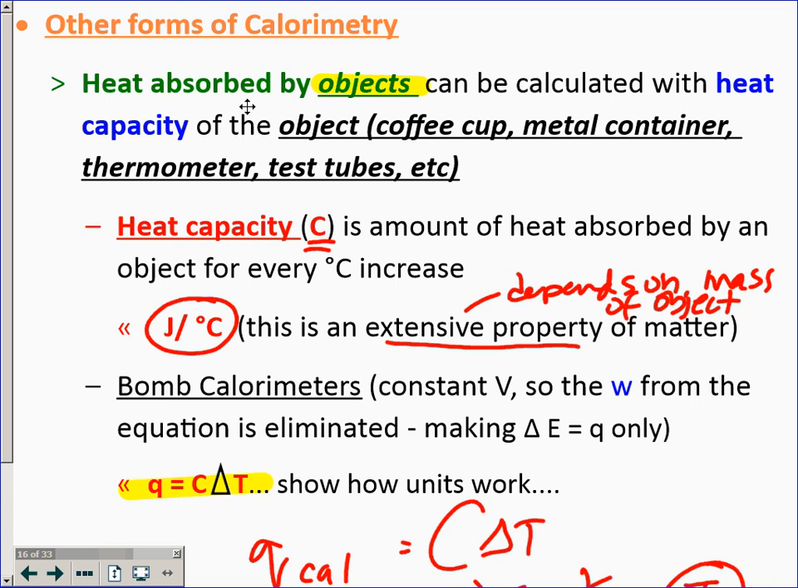And the heat capacity, not specific heat capacity, but heat capacity of an object is not regarding the grams that we have of it. It's only joules per degree Celsius. So we'll be using this today in the lab.